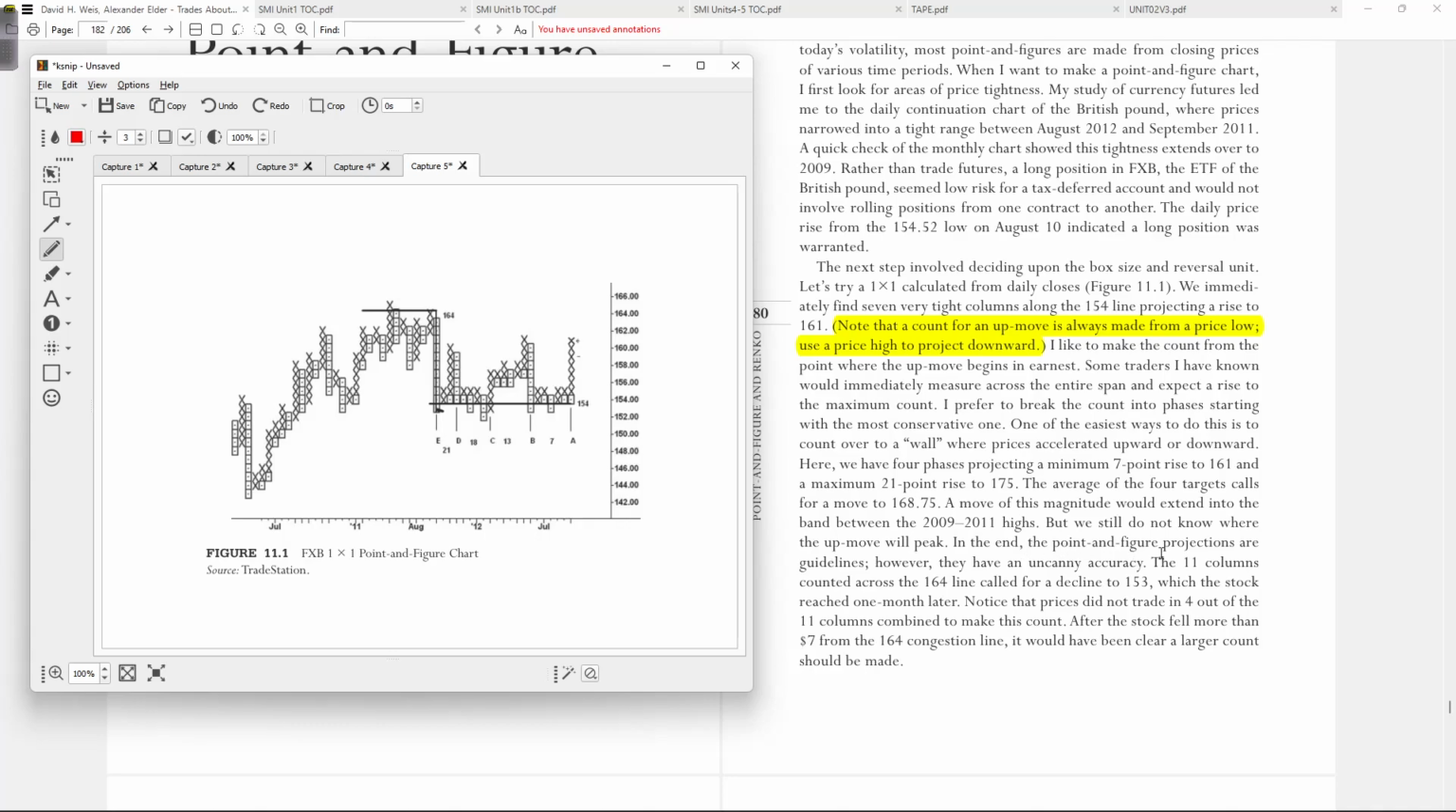In the end, the point and figure projections are guidelines. However, they have an uncanny accuracy. The 11 columns counted across the 164 line called for a decline to 153 here, which the stock reached 1 month later. Notice that prices did not trade in 4 out of the 11 columns combined to make this count. After the stock fell more than $7 from the 164 congestion line, it would have been clear a larger count should be made.